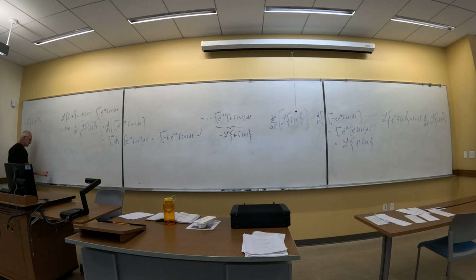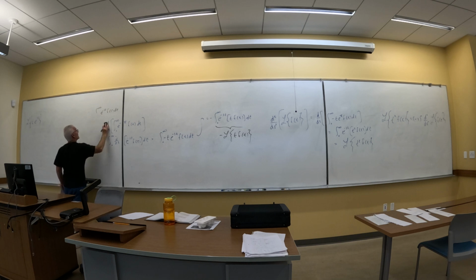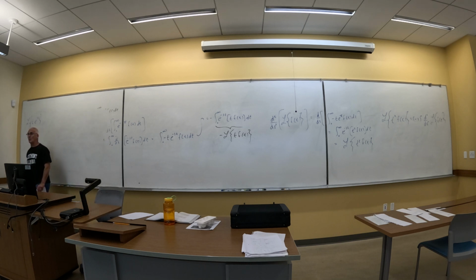So let's do this one. We already know how to do it as an exponential shift. But I don't want to do it as an exponential shift. I want to do this as the negative derivative of the Laplace transform of e to the 3t. That's what we just showed. Okay? What is the Laplace transform of e to the 3t? 1 over s minus 3. Everybody agree with that? Yes.